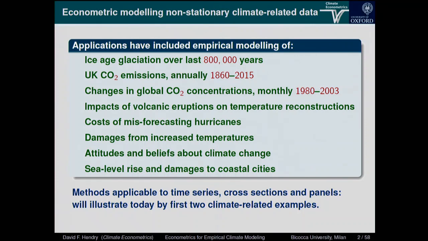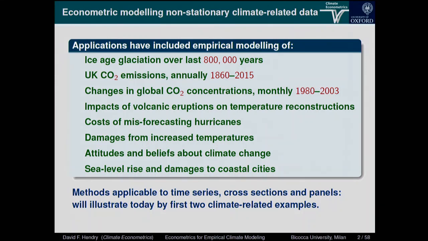And the Americans call it global warming rather than climate change, which might explain to them why it's actually going on everywhere. And what they're getting is the impact of the changes in the way the climate operates as it warms, and then sea level rise and damage to coastal cities. And the methods are applicable in a wide area. There's cross sections, panels, time series, whatever. And the first 2 that I'll illustrate are obviously just going to be time series.